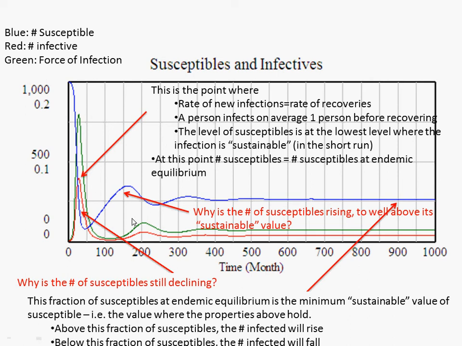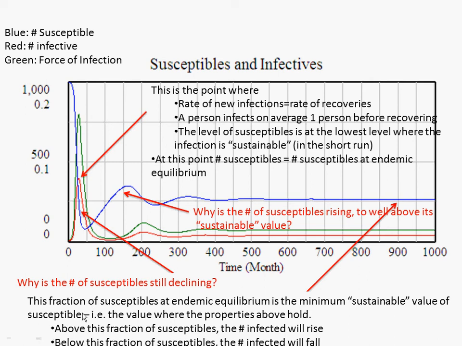We talked about why the number of susceptibles rises well above its sustainable level. Well, it's rising because it takes a while for the number of infectives to recover from their very, very low levels. Why is the number of susceptibles still declining well below its sustainable level? Because the number of infections is still greater than the rate of births, because the number of infectives is still quite high. There's inertia in the system. It takes a while for the number of infectives to be drawn down.